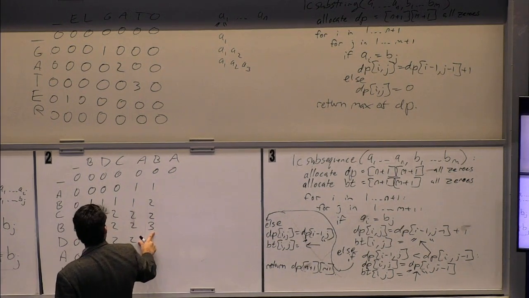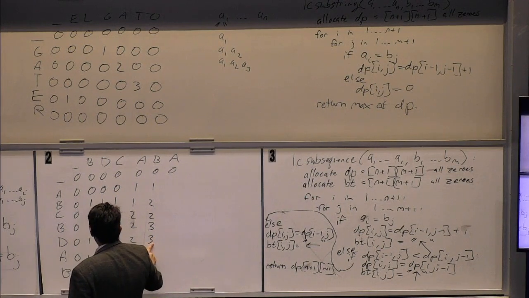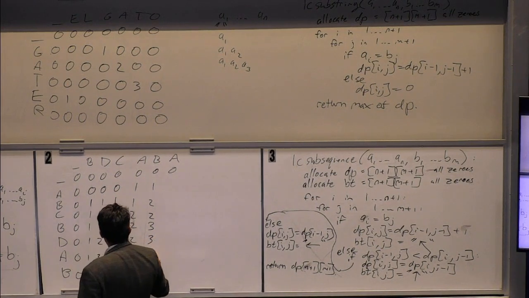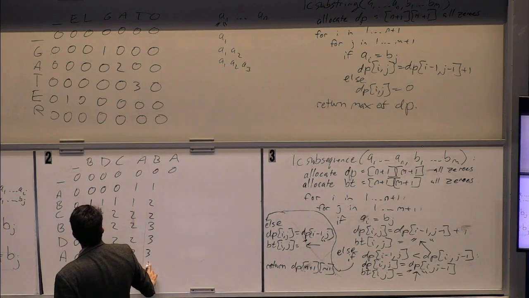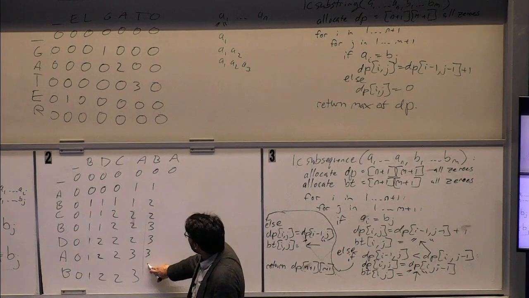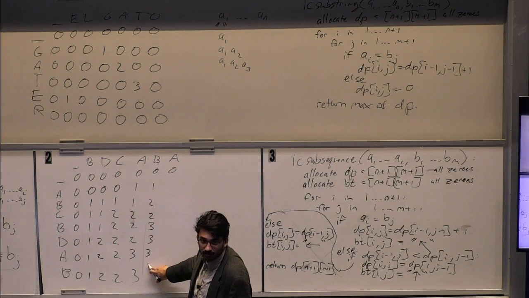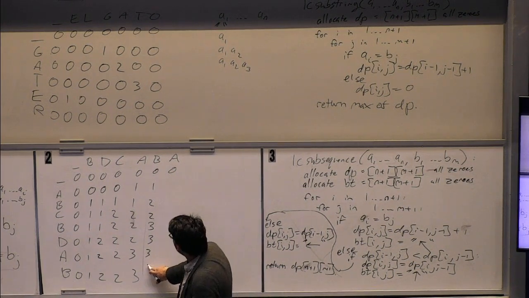D does not equal B, so you take the max of these two. Those are not the same, you take the max of these two. And B equals B, so it's BCB and BCB. What is the longest common subsequence between BDC, AB, and the whole word on the left? BCAB. I agree. So it is 4.